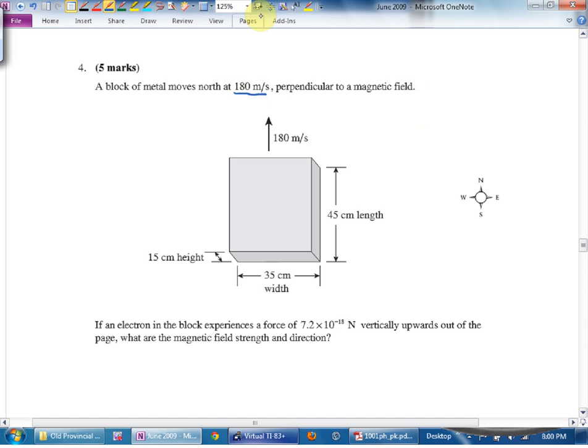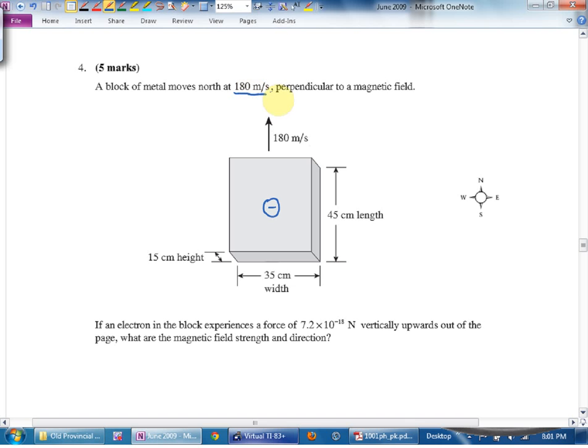Perpendicular to a magnetic field. If an electron in the block experiences, so here's our electron right here, a force vertically upwards, what are the magnetic field strength and direction? Direction, we're going to be using our physics yoga. Let's see if we can get the strength. So what's the equation that has force, speed, and magnetic field in it?